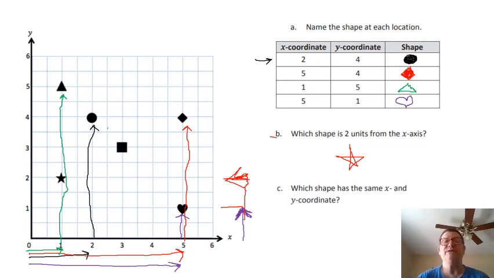Which shape has the same x and y coordinate? So we're looking for a shape that has the same x and same y. Which one is it? Hopefully what you said was the square, because a square has a coordinate of 3 on the x-axis, 3 on the y-axis.